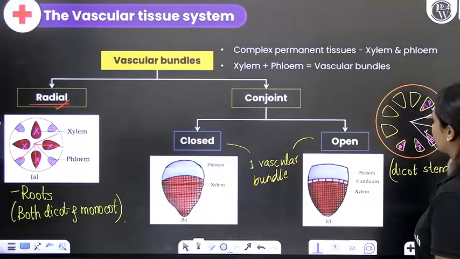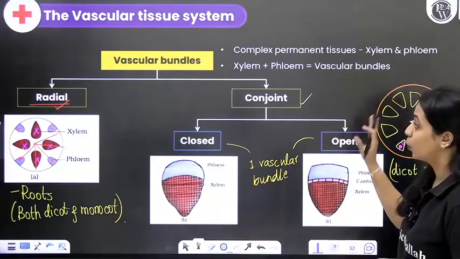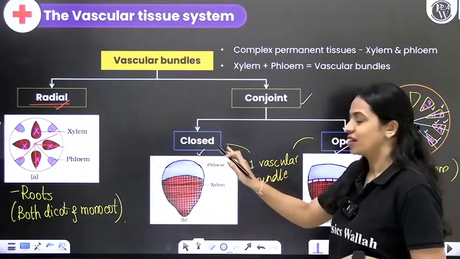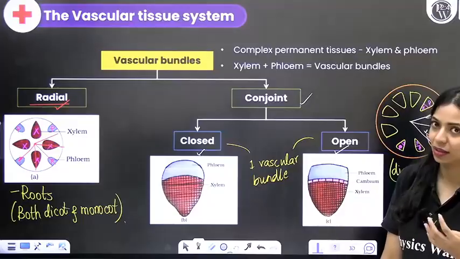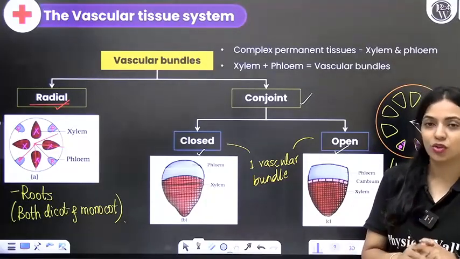So when you're having both in the same radius, present in the same bundle, we call it conjoint. Now within conjoint, you have two types, closed and open. What does closed mean? What does open mean? Closed vascular bundles are conjoint. We call them conjoint closed.